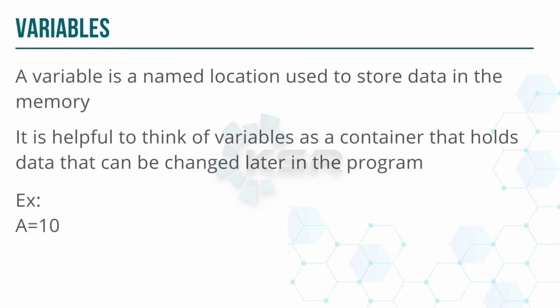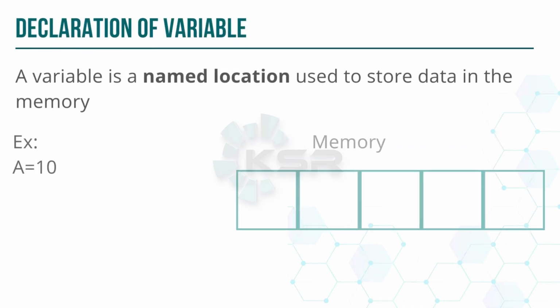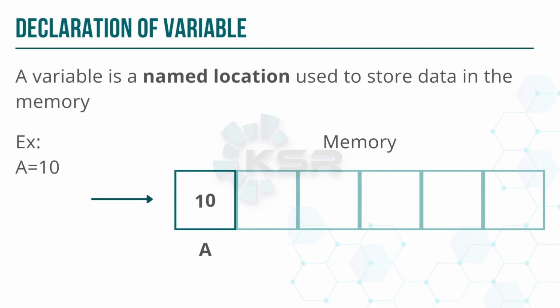And now we look at what are variables in Python. So a variable is a named location used to store data in the memory. It is helpful to think of a variable as a container that holds data that can be changed later in the program. So for example, if I say a equals to 10, here we are creating a variable named a. We have assigned a value 10 to the variable.